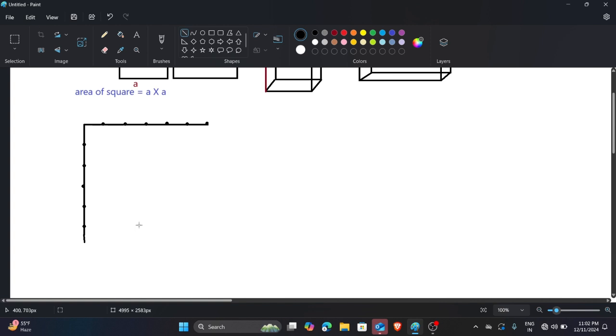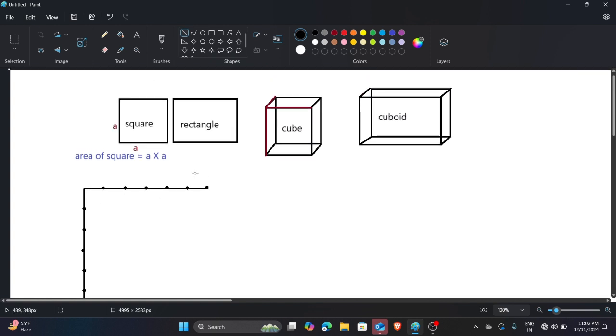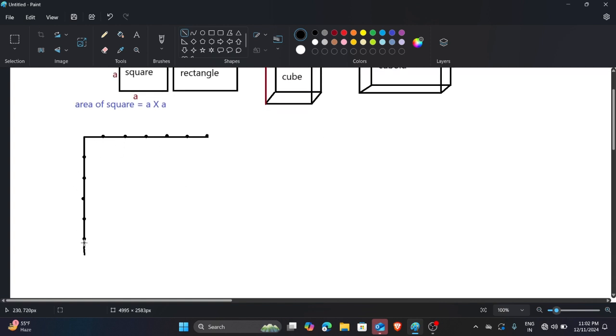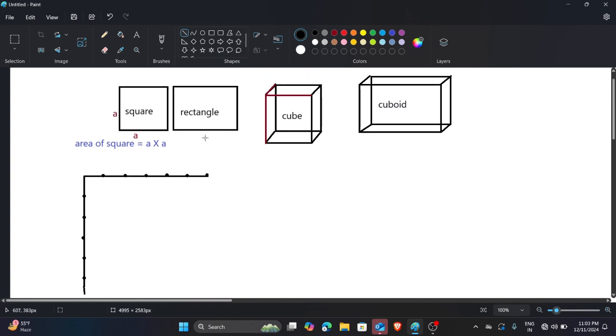Now you can see that it's a two-dimensional thing. One dimension, two dimensions. You can say that this is the smallest unit which can be measured. Then we add them, and we are able to measure the complete length of this scale or this line.